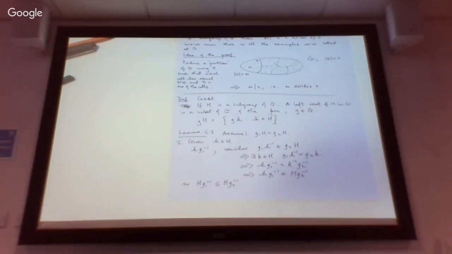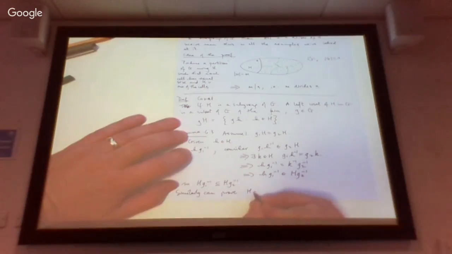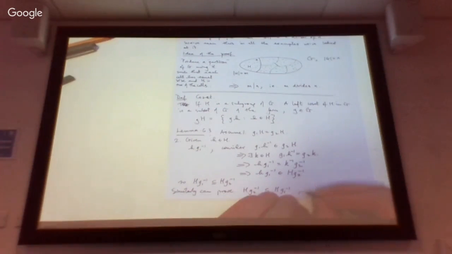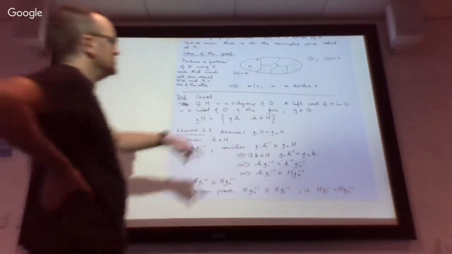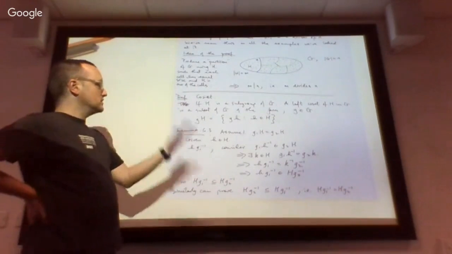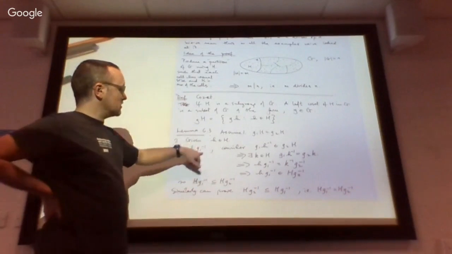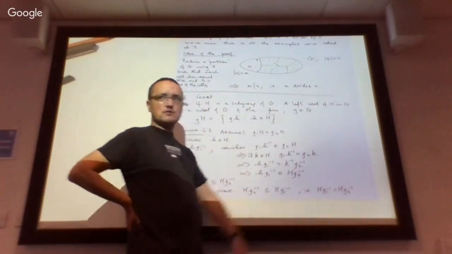And similarly, using the same argument, we can prove that the right coset of G2 inverse is contained in the right coset of G1 inverse, i.e. that the two are equal. So assuming these two elements, G1 and G2, give the same left coset, using that assumption, we're able to show that any element of the right coset corresponding to G1 inverse must be present in the right coset corresponding to G2 inverse.